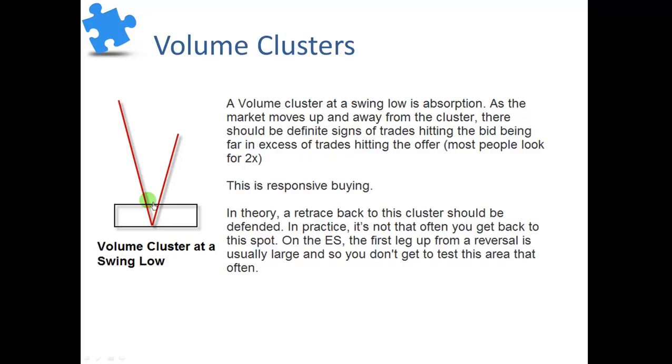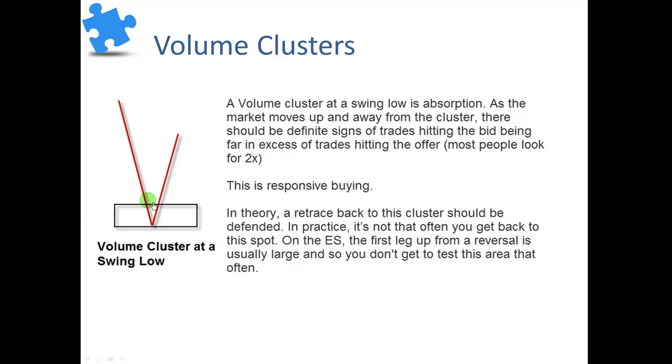The first leg up off the bottom on the ES is often 16 or so ticks, and those areas don't actually get retested that often when we put a major swing up off the low. On a smaller first move up, if we move up 8 ticks off the low, then we're obviously a lot more likely to see a retest, a double bottom, that kind of thing.